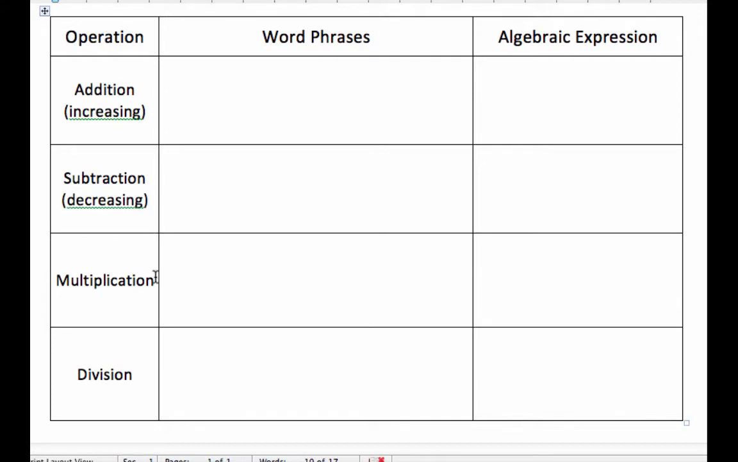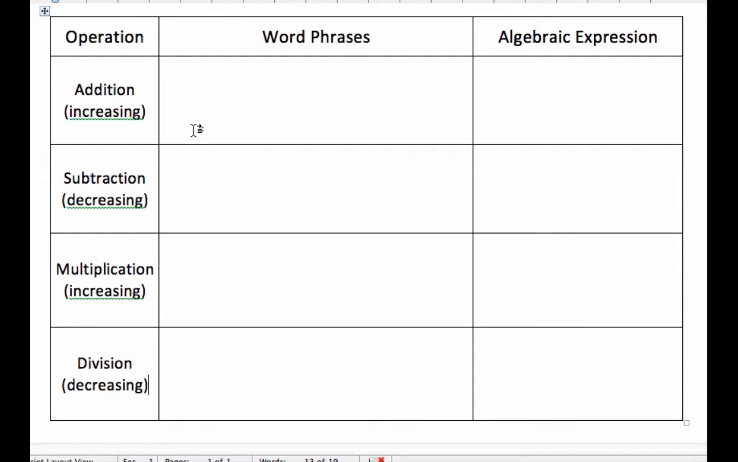And the last two, we have multiplication. Again, multiplication is kind of like addition in that we keep increasing. And this is specifically with whole numbers. And then finally, division is also a decreasing operation like subtraction. And if you know what division is, it's really repeated subtraction, just like multiplication is repeated addition. So we have what kind of operation each one of those are.